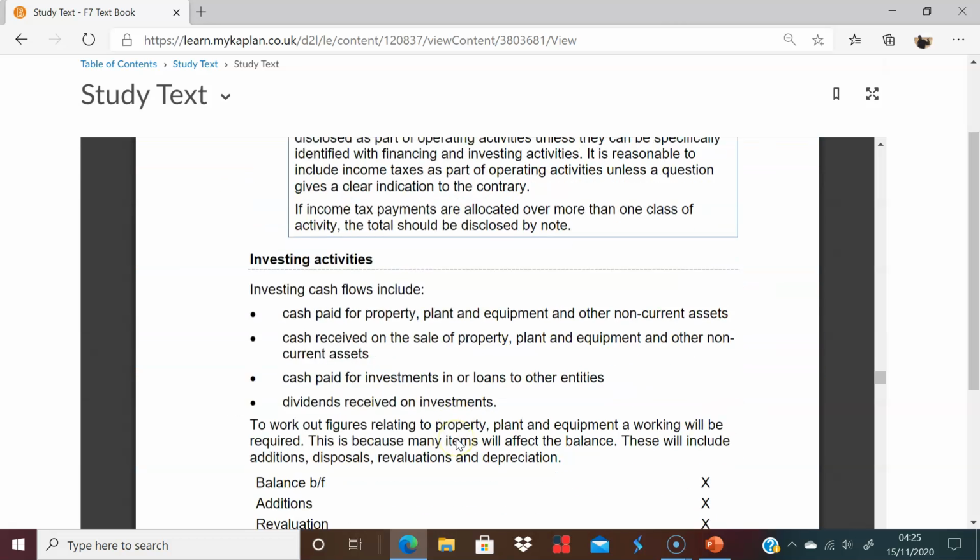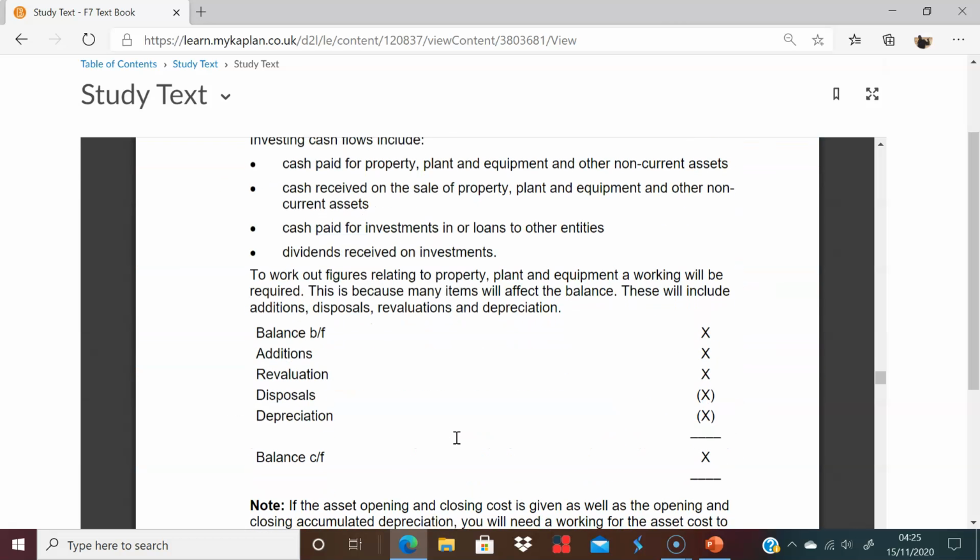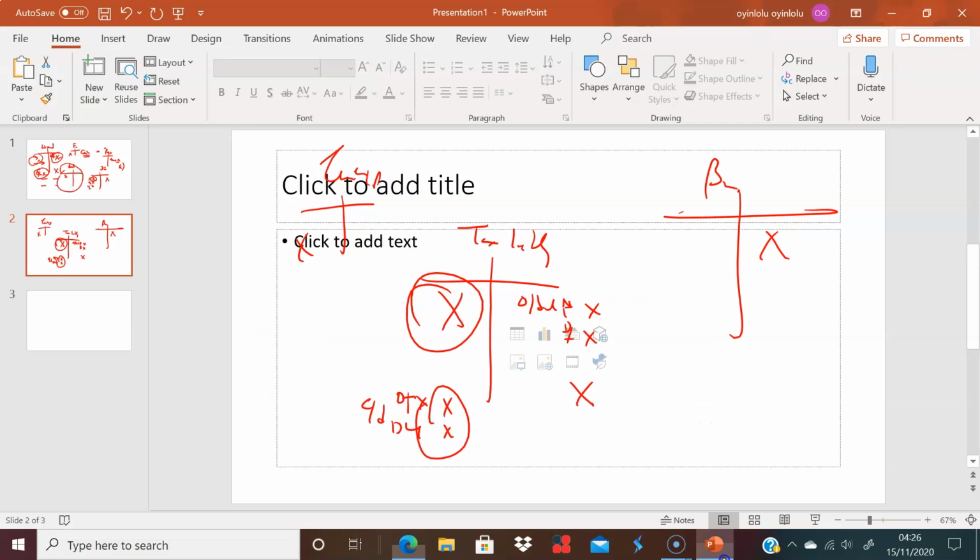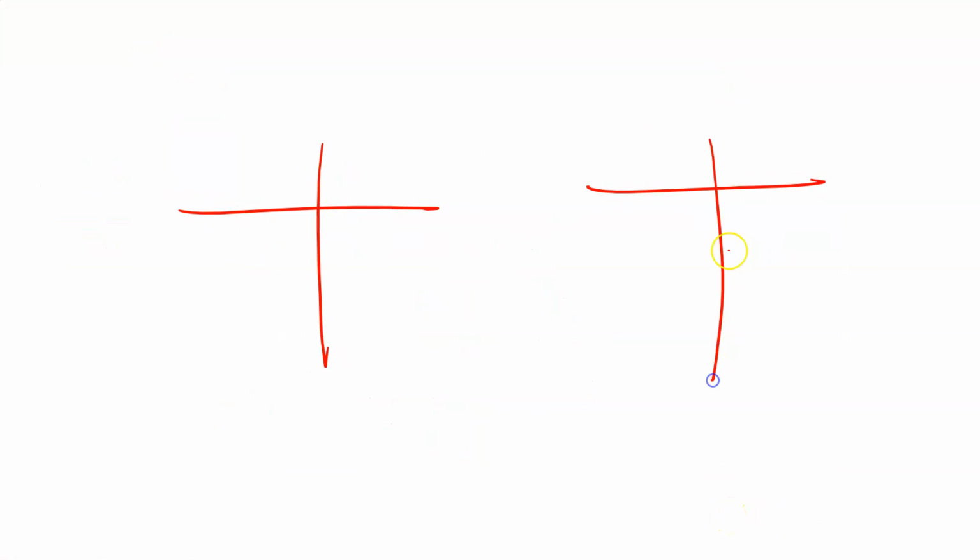Right, let's look at the cash flow from investing. Probably the most popular one you're going to meet is this one here with your PPE. Let's look at what happens there with your property, plant, and equipment. If you're trying to find out what cash you paid out for your assets, what you have here, of course, is an opening balance of your PPE. So opening balance, they'll give you a closing balance, of course.